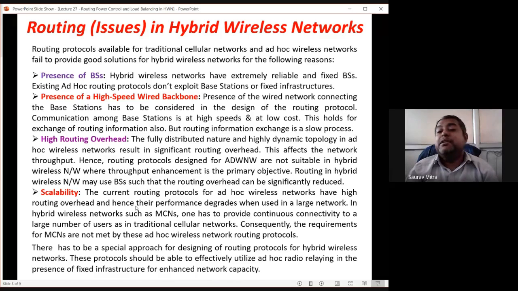Last point is scalability. Scalability means for a smaller network, we can design all the routing and other things. Smaller network means maybe some 5-10 sensor nodes are there. What is meant by scalability? Initially, we test the routing protocol for 5 or 10 sensor nodes, that is, for a smaller number of sensor nodes. Then we find that yes, the protocol is working fine.